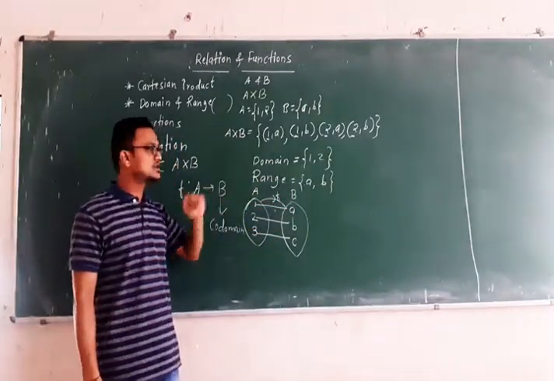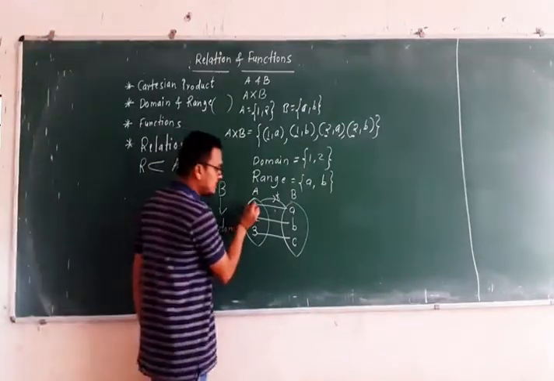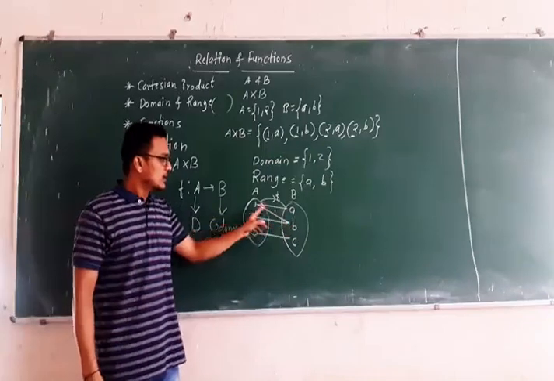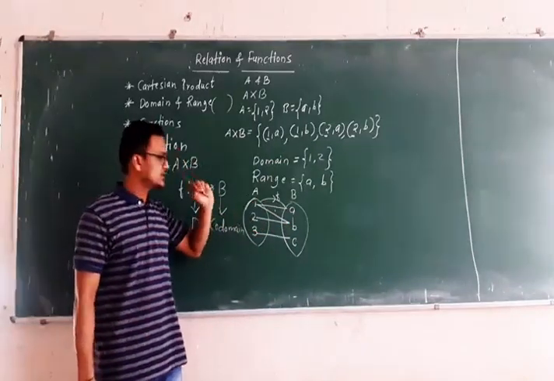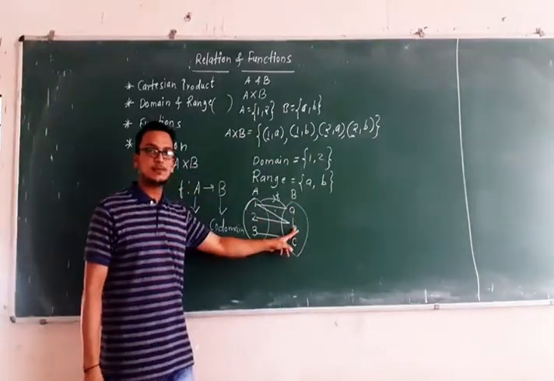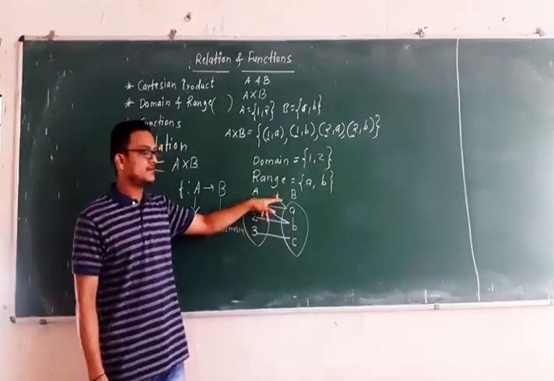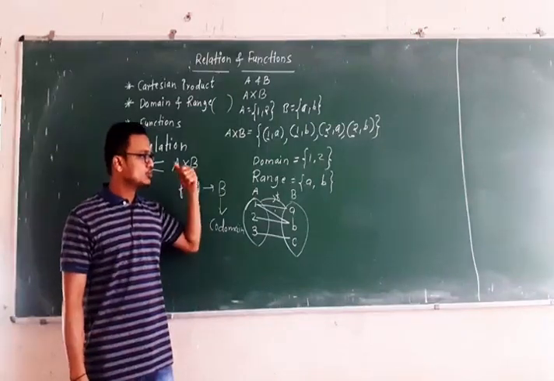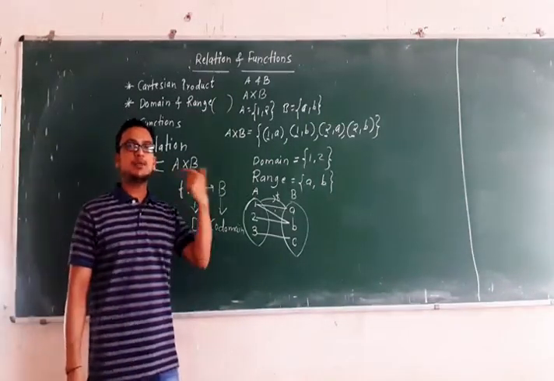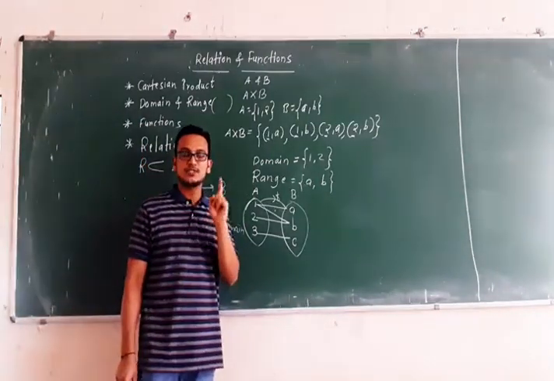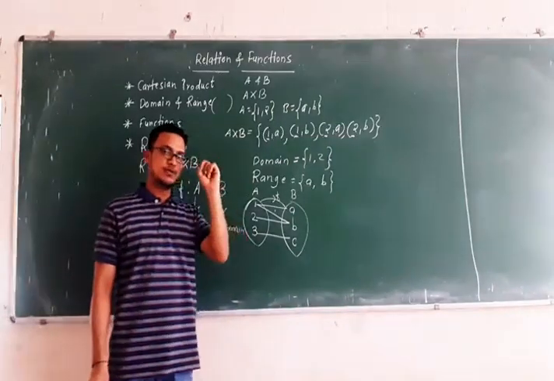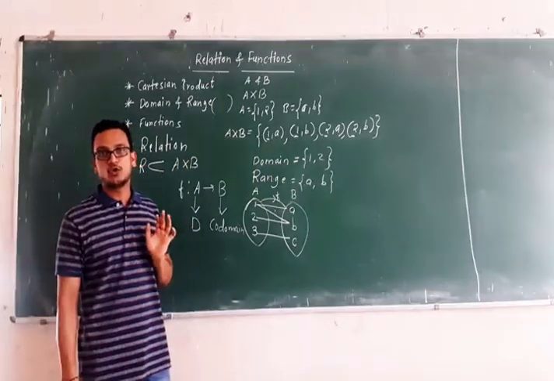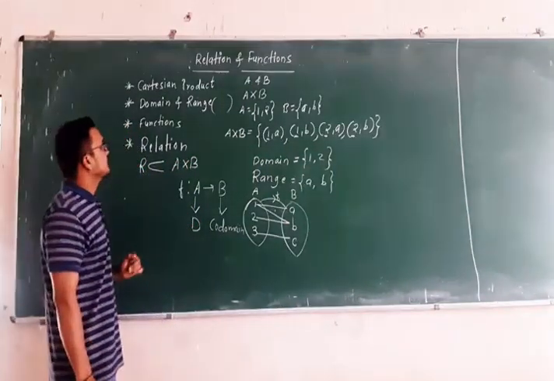Suppose now I make one have one more image, that is b. Now this one has two images, that is a as well as b. Now this f is not a function. So for a given relation to become a function, it must satisfy one condition: every element of the domain has a unique, only one image in the codomain. That is called a function.